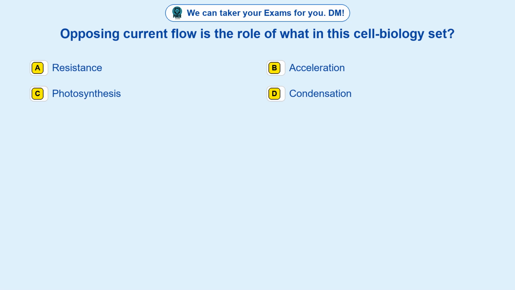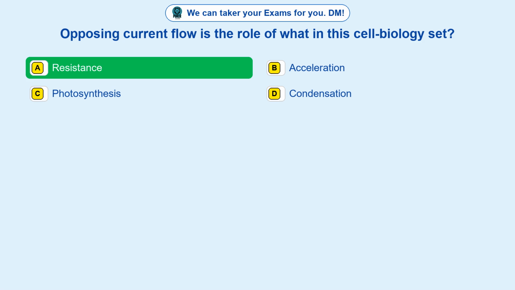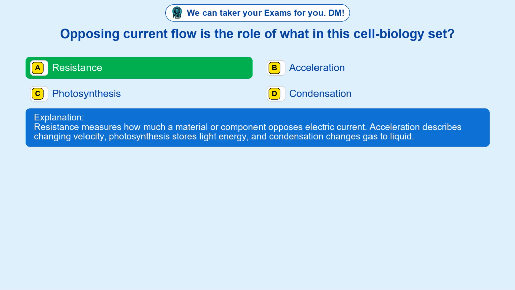Question 71. Opposing current flow is the role of what in this cell biology set? Option A, resistance. Option B, acceleration. Option C, photosynthesis. Option D, condensation. The correct answer is option A. Resistance. Resistance measures how much a material or component opposes electric current. Acceleration describes changing velocity, photosynthesis stores light energy, and condensation changes gas to liquid.